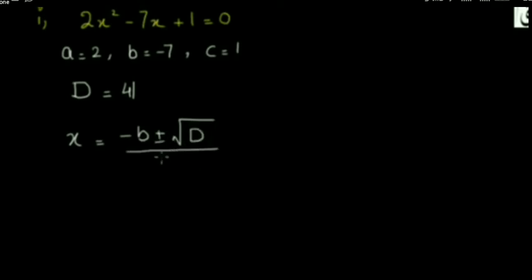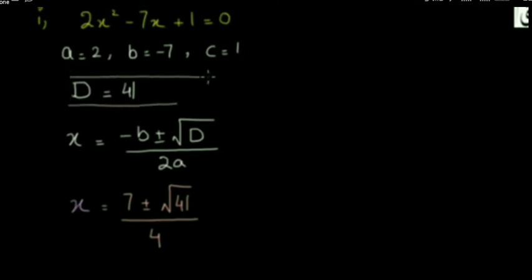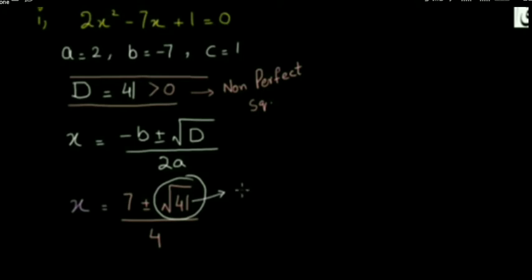Now let's write the quadratic formula, minus b plus minus square root of d, divided by 2a, where d is the discriminant. Put all the values: minus 7 instead of b, and 41 instead of d, and 2 into 2 is 4 in the denominator. As 41 is greater than 0 and not a perfect square of any number, after finding the roots with the quadratic formula they are again not perfect.